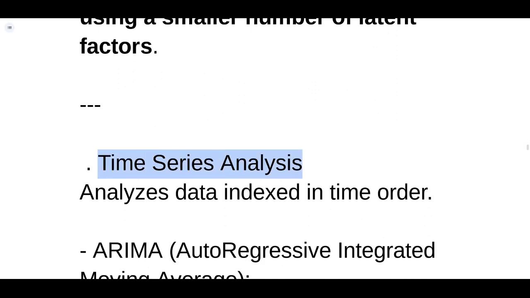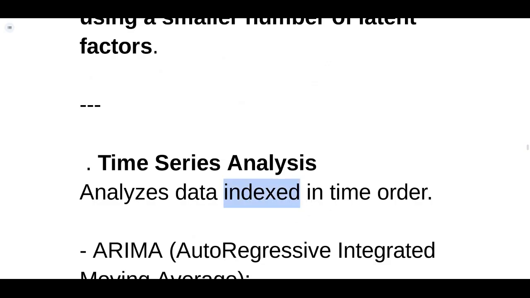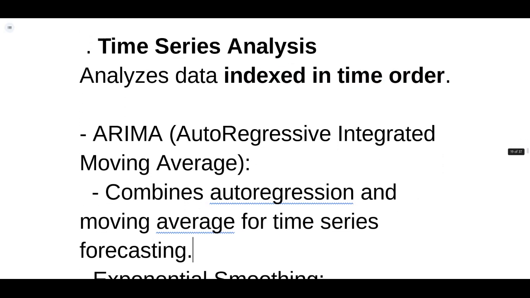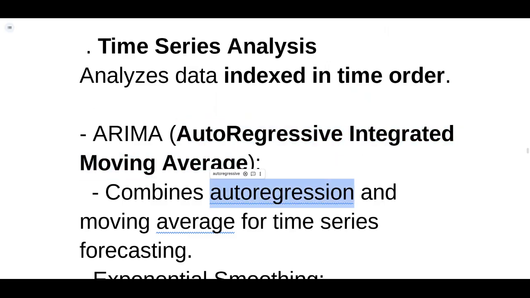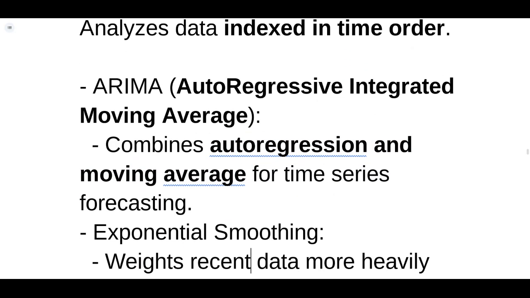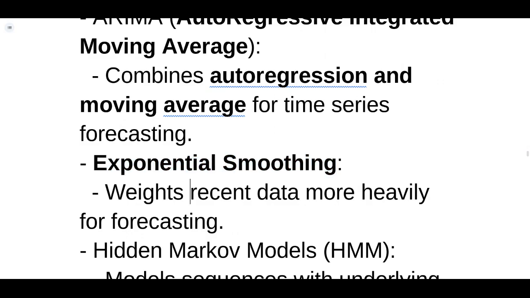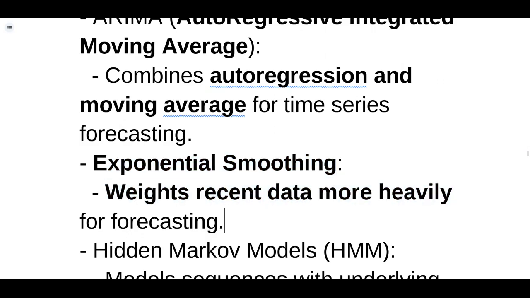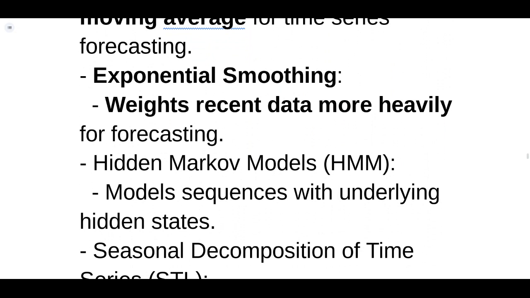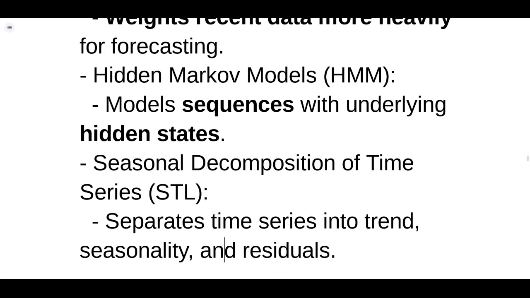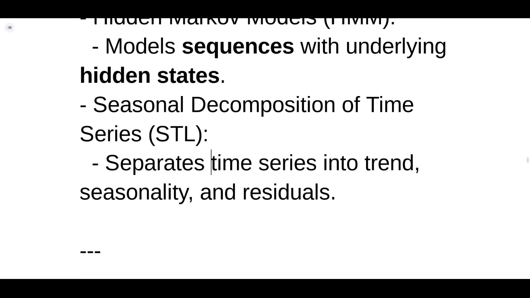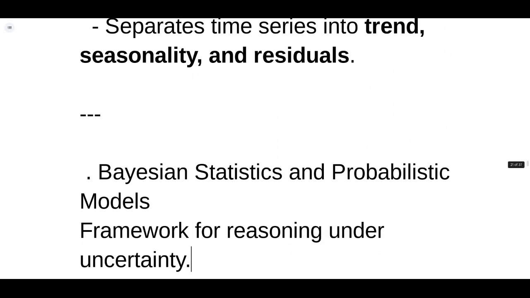Now comes time series analysis. It analyzes data indexed in time order. ARIMA, autoregressive integrated moving average, combines autoregression and moving average for time series forecasting. Exponential smoothing weights recent data more heavily for forecasting. Hidden Markov models model sequences with underlying hidden states. Seasonal decomposition of time series separates a time series into trend, seasonality, and residuals.